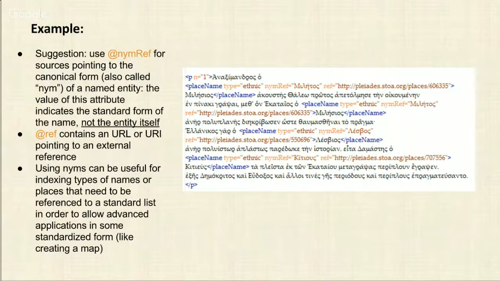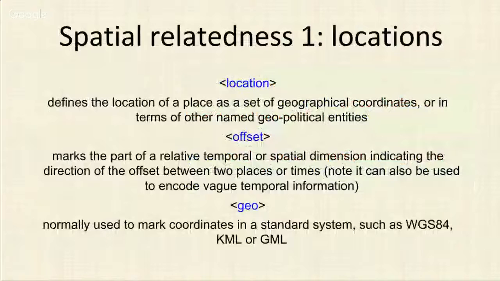So for example, to establish an authority list or an index, or to create a map with the types of names that you have here, or if you have strong variations in the way place names are expressed. In all those cases, it is very advisable that you use the nymRef to refer to the standard form of the name. Another occurrence which is particularly tricky to address in TEI is the encoding of spatial relations.